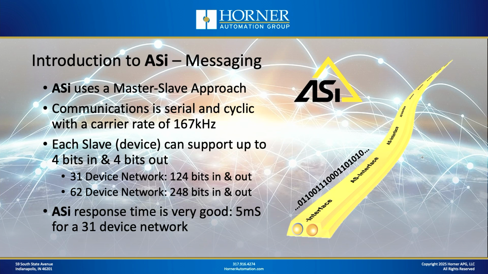All right, now let's start talking about messaging. ASi, as I mentioned briefly before, is a master-slave network. Now the communications is serial and cyclic, and there's a carrier rate used with typical ASi of 167 kilohertz. All right, now each slave can support up to 4 bits in and 4 bits out.